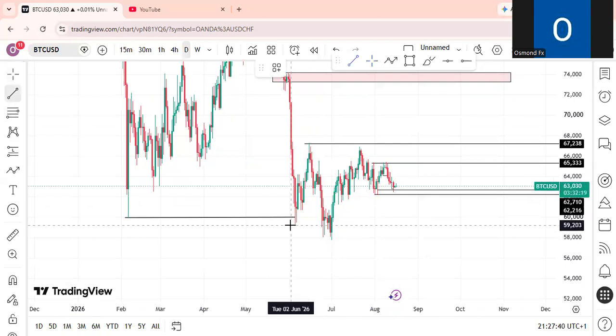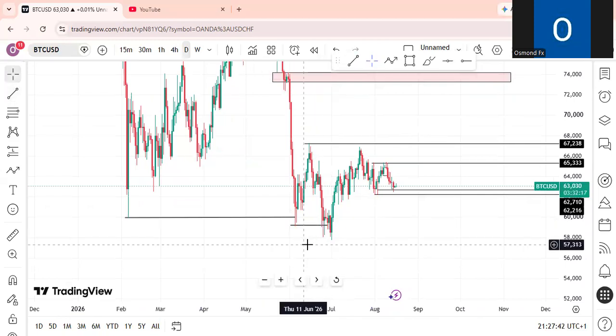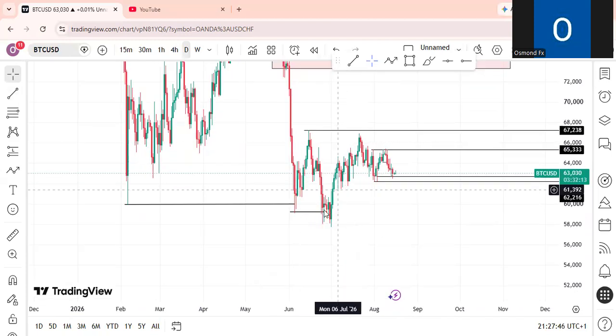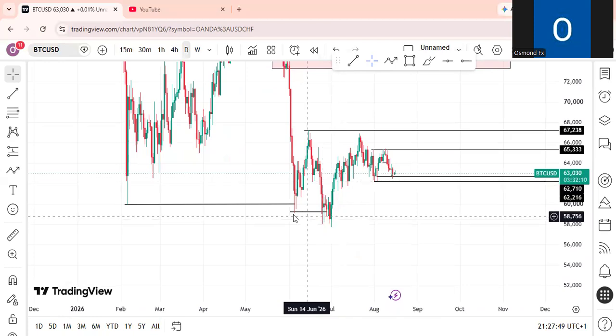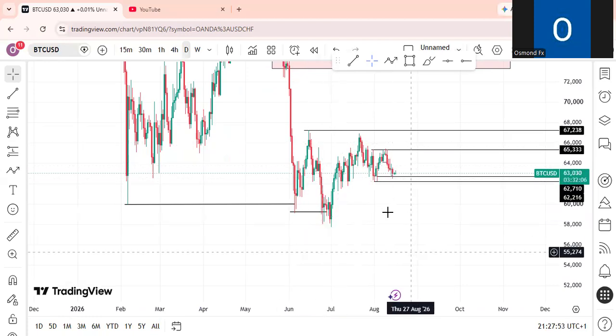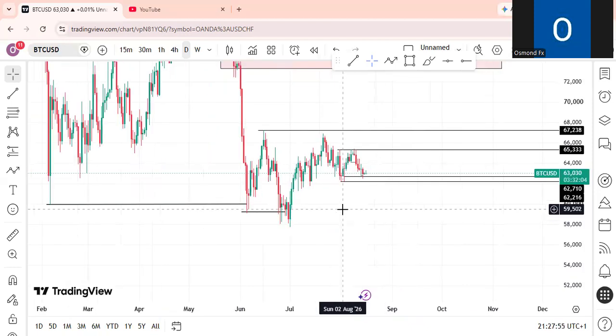Market even broke structure here. So everybody is actually expecting BTC to sell because this is a lower low. This low is lower than this. All right, so people are expecting BTC to sell. Okay, which is why you have to be skeptical.